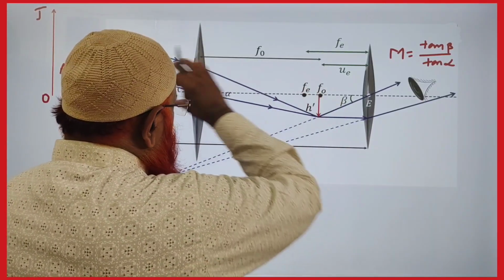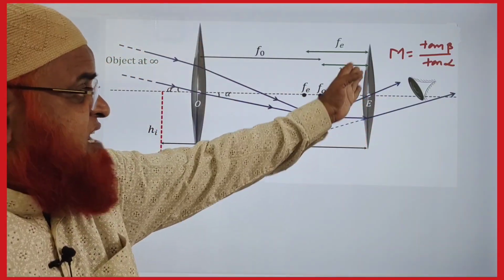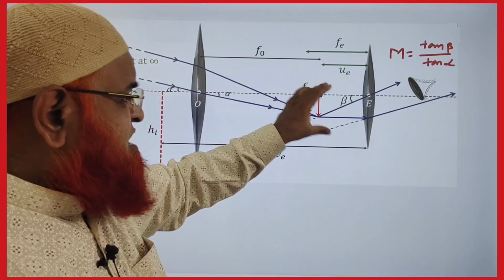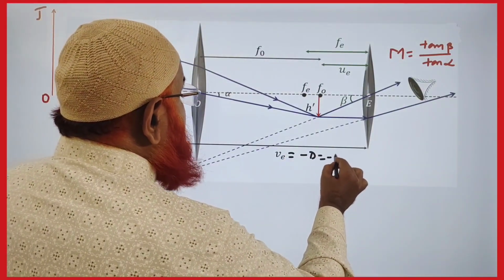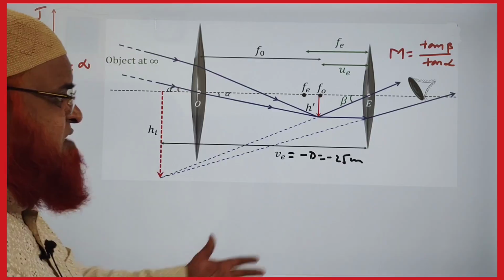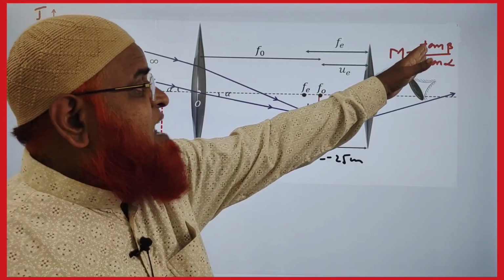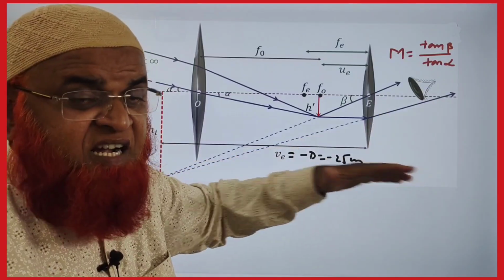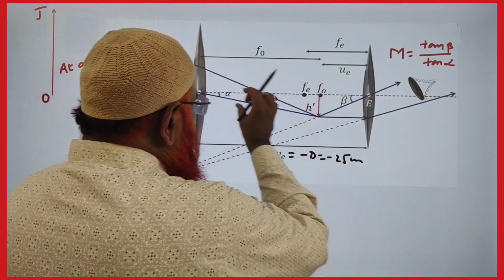And here, this image obtained from the objective is going to be an object for the eyepiece, the eye lens. And here the image for this object is formed at minus D, that is equal to minus 25 centimeters, the least distance of distinct vision. You know the magnification formula is tan beta by tan alpha. The angle made by the image to that of the angle made by the object is said to be the angular magnification in this case.